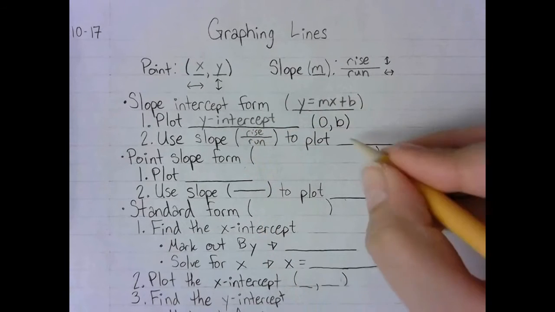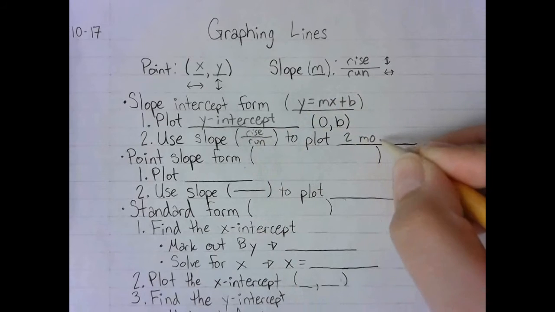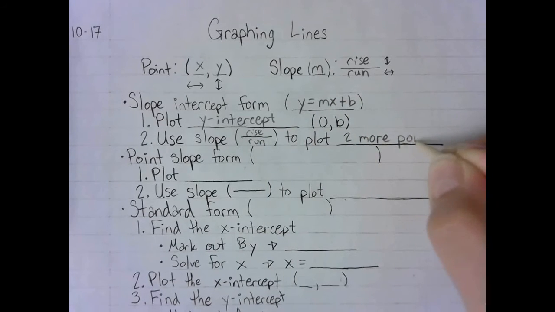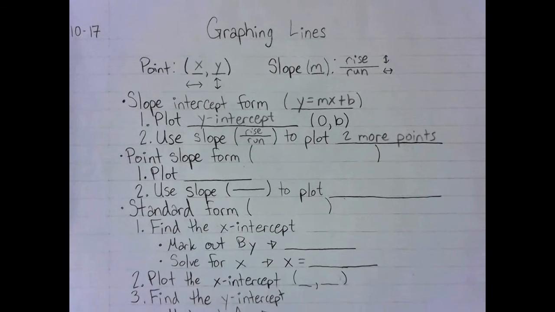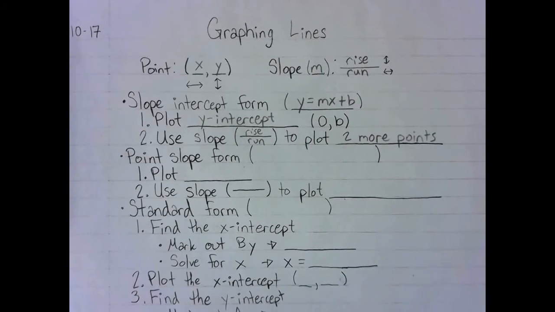to plot two more points. We always like to have at least 3 points plotted. If you can only fit 2 points until you run off your graph paper, 2 points is fine. 3 points is best. And that's all you got to do for slope-intercept form.